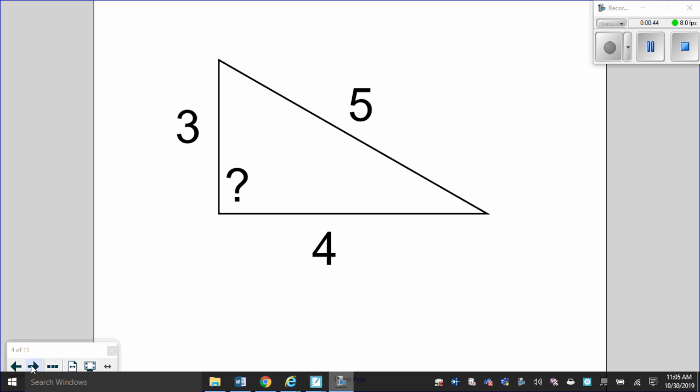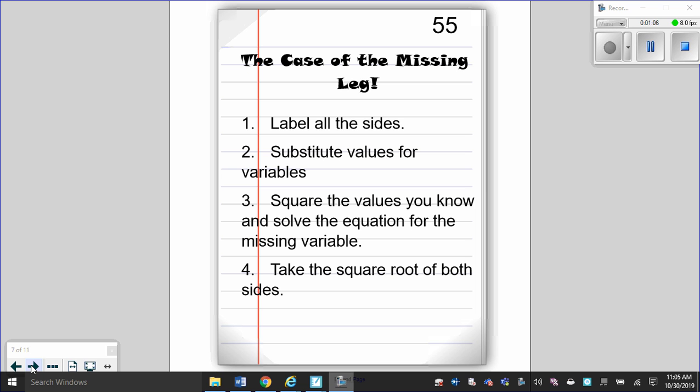And in the last video, we learned how to use the Pythagorean theorem to find out if it is a right triangle, and how to use the lengths of the legs to find the length of the hypotenuse. Finally, we can also do the last thing, which is, if we know it's a right triangle, use the length of the hypotenuse and the length of one of the legs to find out the missing side. That's called the case of the missing leg.